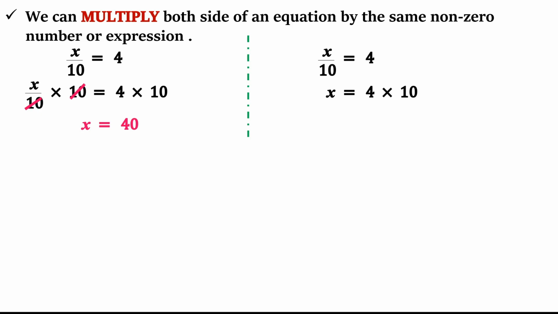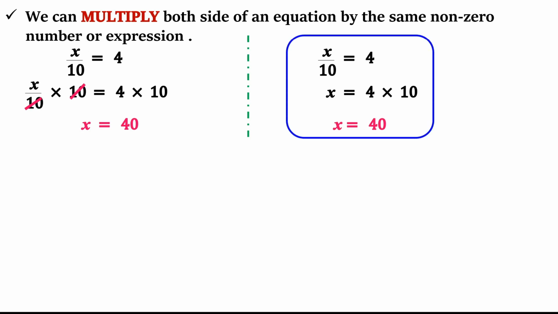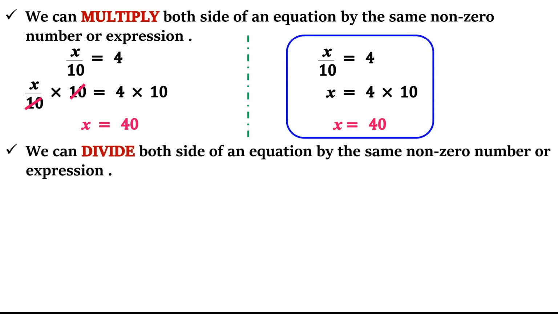If you want to remove plus 3, it will go and become minus 3, and if you want to remove minus 3, it will go and become plus 3, and if you want to remove divided by 10, it will go to the other side and become multiplied by 10, and here I have the value of x as 40. Again I recommend this method. Now this is the last.